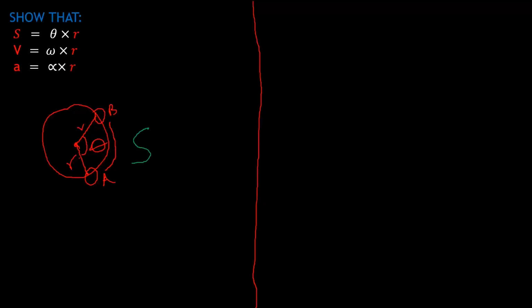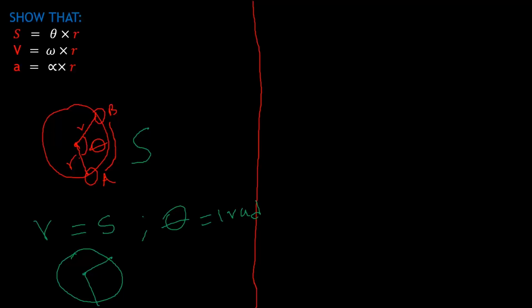Okay, so if we equate this, if R becomes equal to S, then theta will be equal to 1 rad. Of course, we can redraw the circle like this and have this 1 rad if R becomes the same as here.